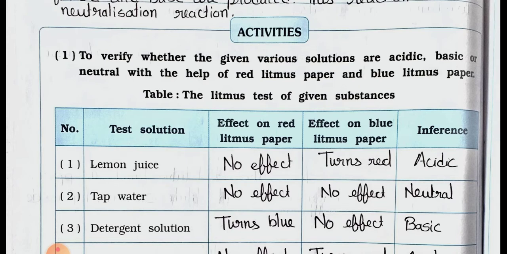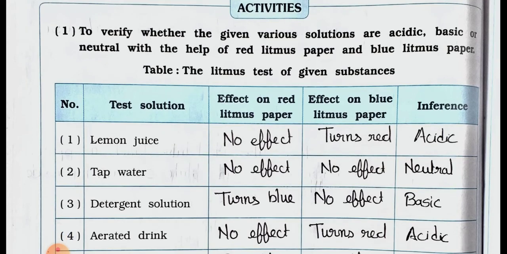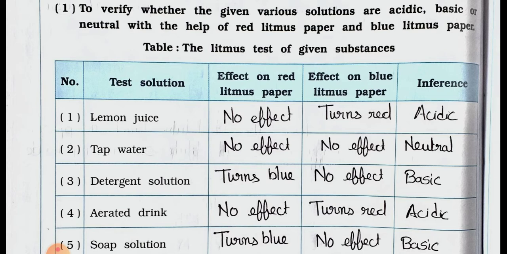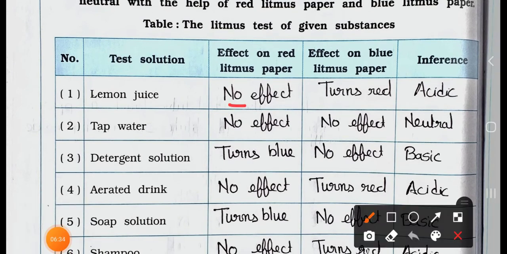Now activities. To verify whether the given various solutions are acidic, basic or neutral with the help of red litmus paper and blue litmus paper. Now see the litmus test of the given substances: test solution, effect on red litmus paper, effect on blue litmus paper and inference. Number 1, lemon juice: no effect on red litmus paper, and blue litmus paper turns red, so it is acidic.